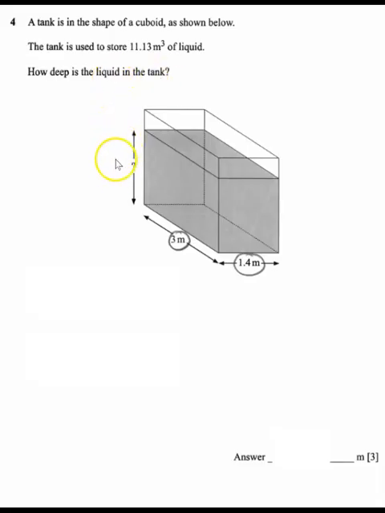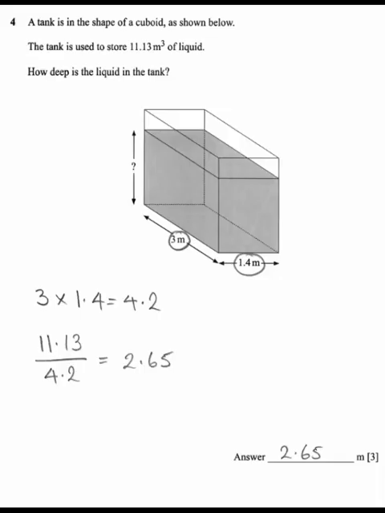So normally to get volume, you would do length times width times height, multiplying these 3 numbers. But we've got a missing one, and the volume has been given in the question. So to work out this length here for the question mark, you do 3 times 1.4. And then next you would take the volume and you would divide by 4.2 there, which is 2.65. That is the answer. So if you multiply 2.65 times 3 times 1.4, you should get 11.13.